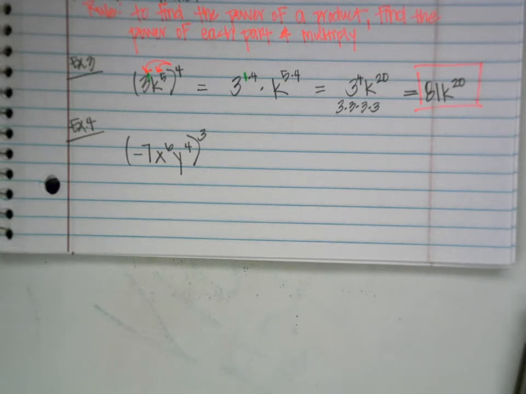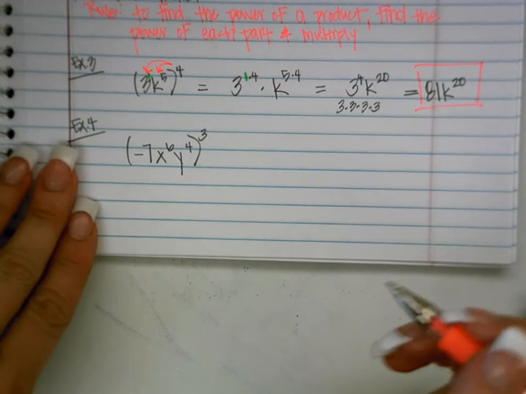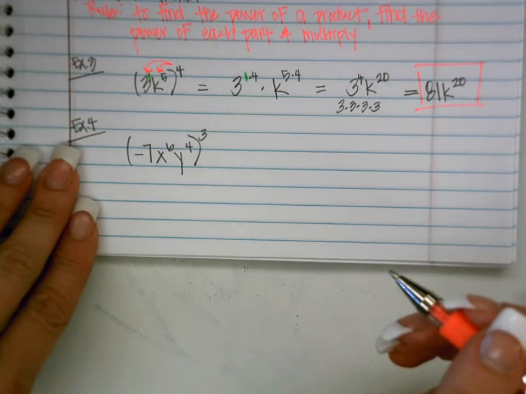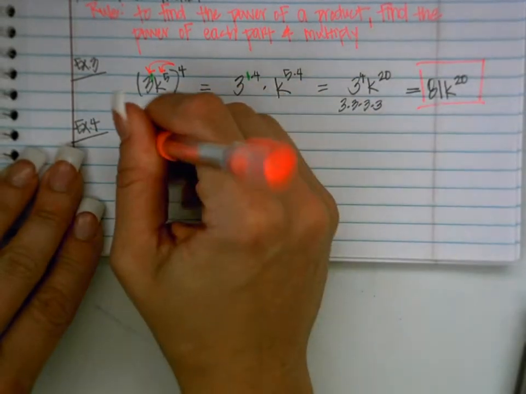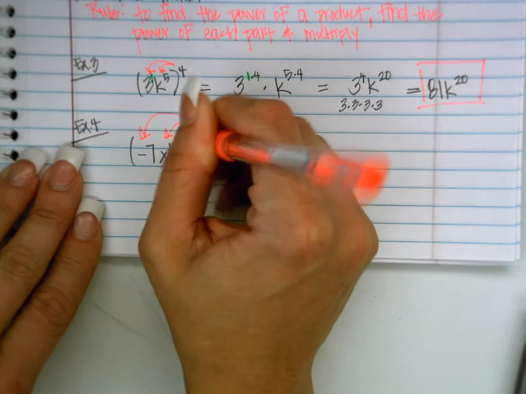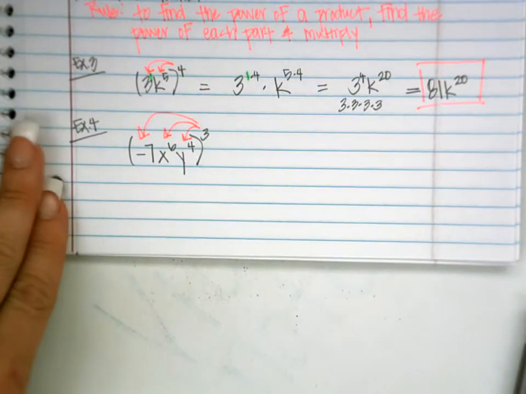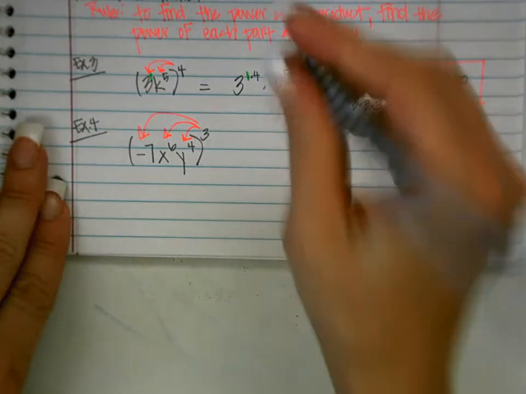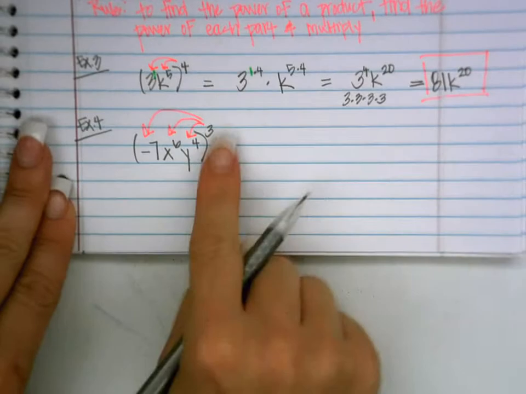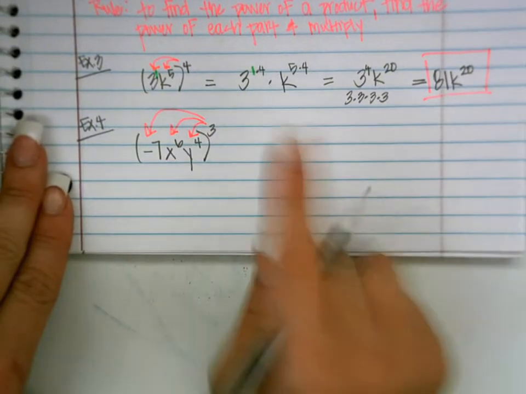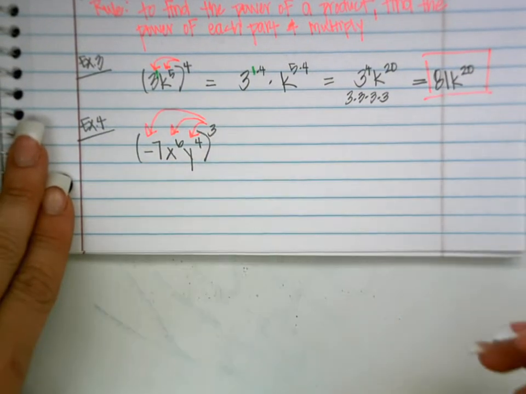What do you think is my first step that I need to take? Corinne. What do you think is my first step, Kara? I'll help you out. Does it help at all if I put some arrows like this? What am I doing? That's called distributing the exponent. So the first thing you want to do is give that exponent to each part. So we're going to rewrite this.